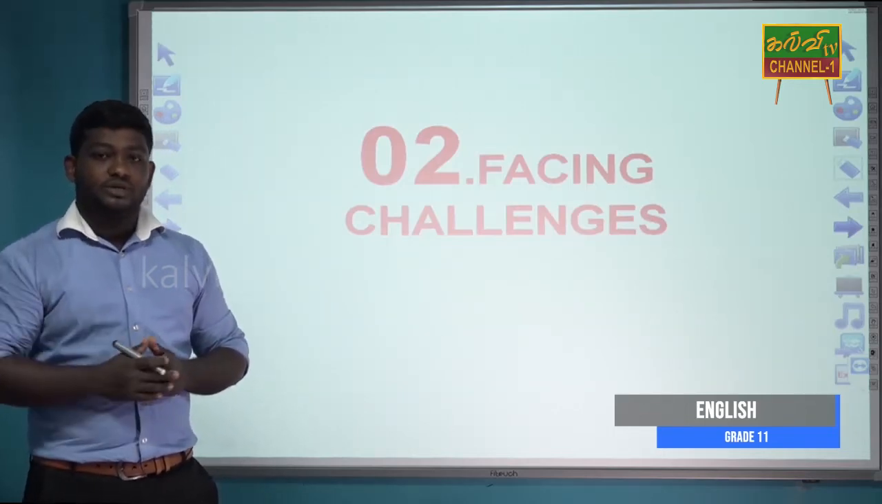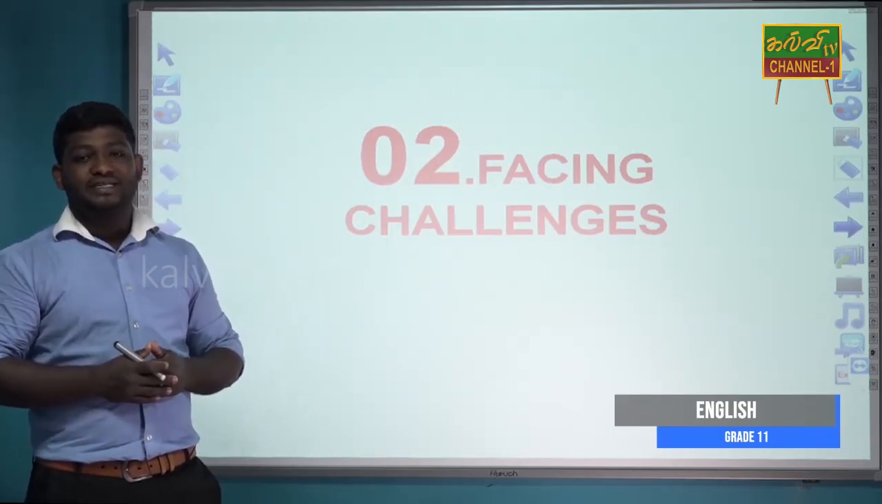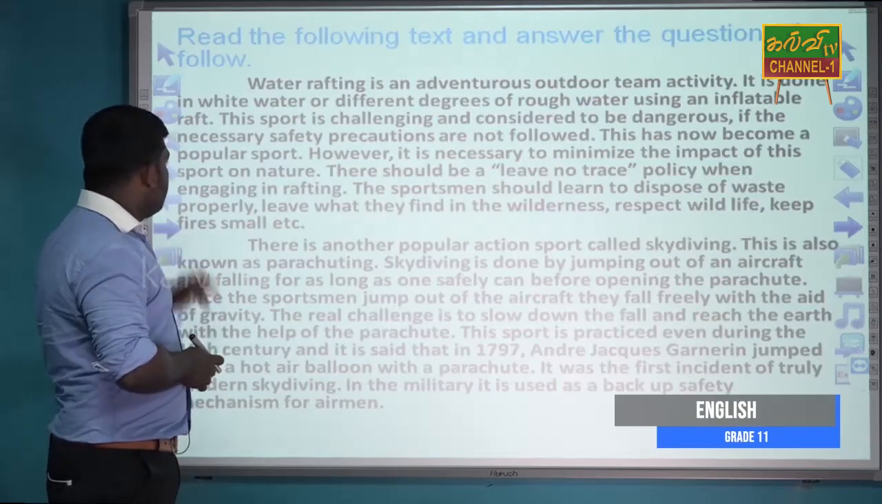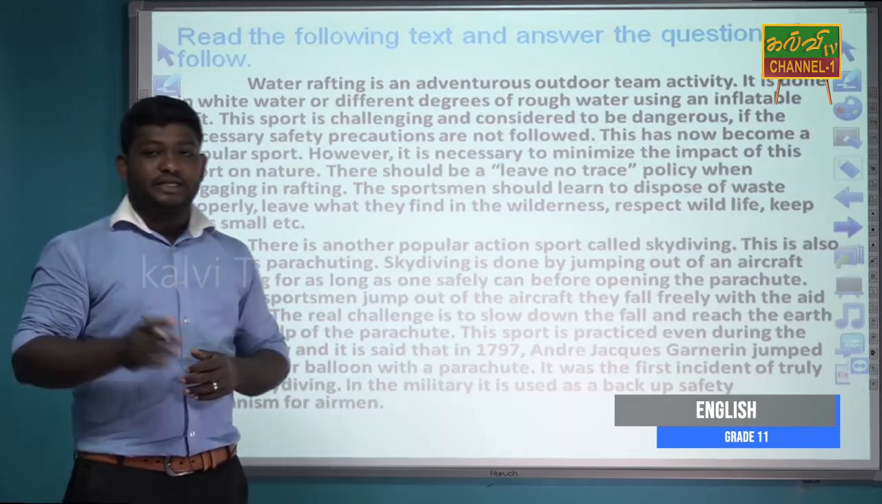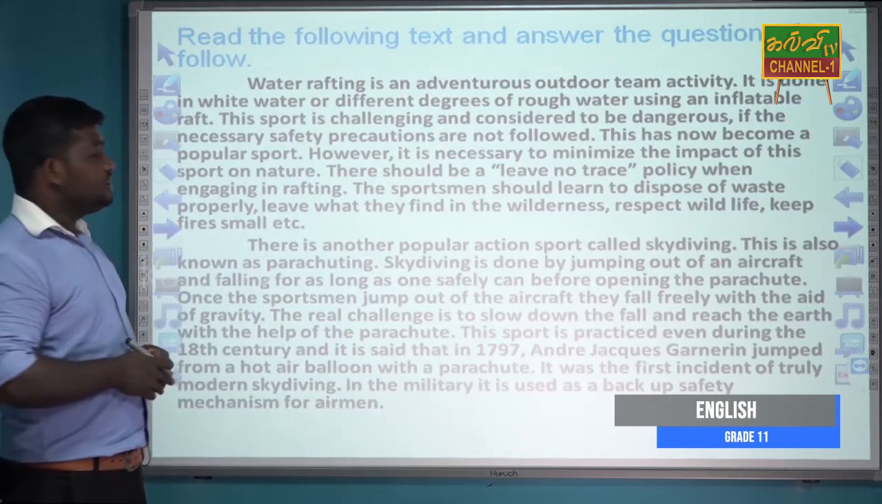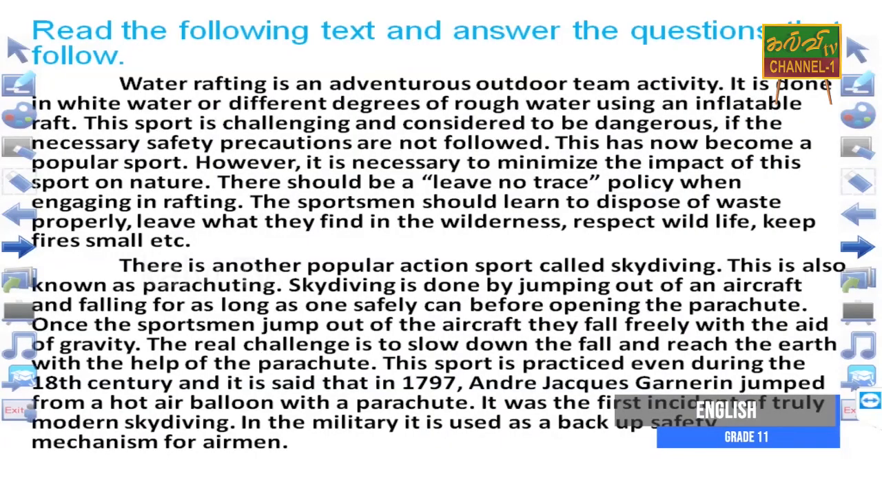Now we have come to lesson 2, Facing Challenges. In lesson 2, in your textbook, they have given you a passage with some information about challenging sports. First I will read the paragraphs.